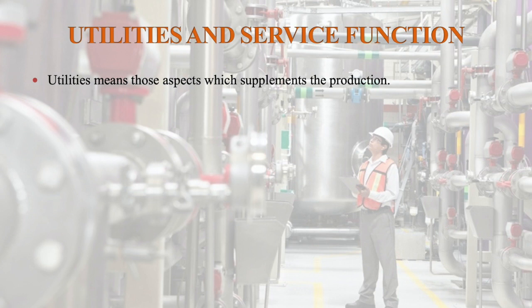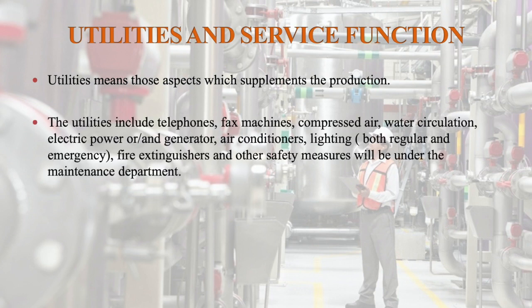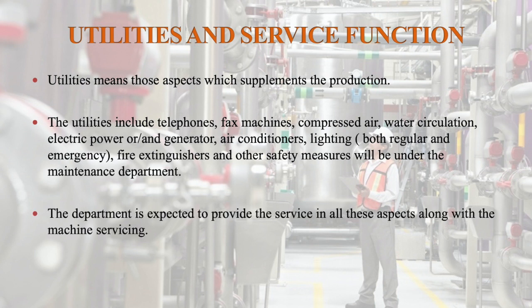Utilities means those aspects which supplement the production. The utilities include telephones, fax machines, compressed air, water circulation, electric power, generator, air conditioners, lighting, fire extinguishers, and other safety measures, which will be under the maintenance department. The department is expected to provide the service in all these aspects along with the machine servicing. So this is known as a utilities and service function.